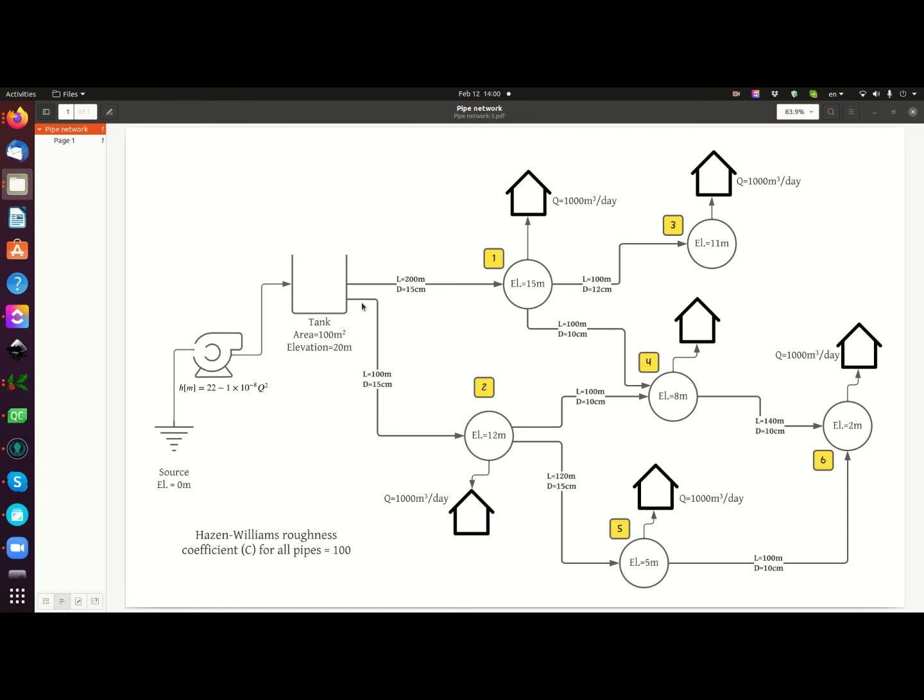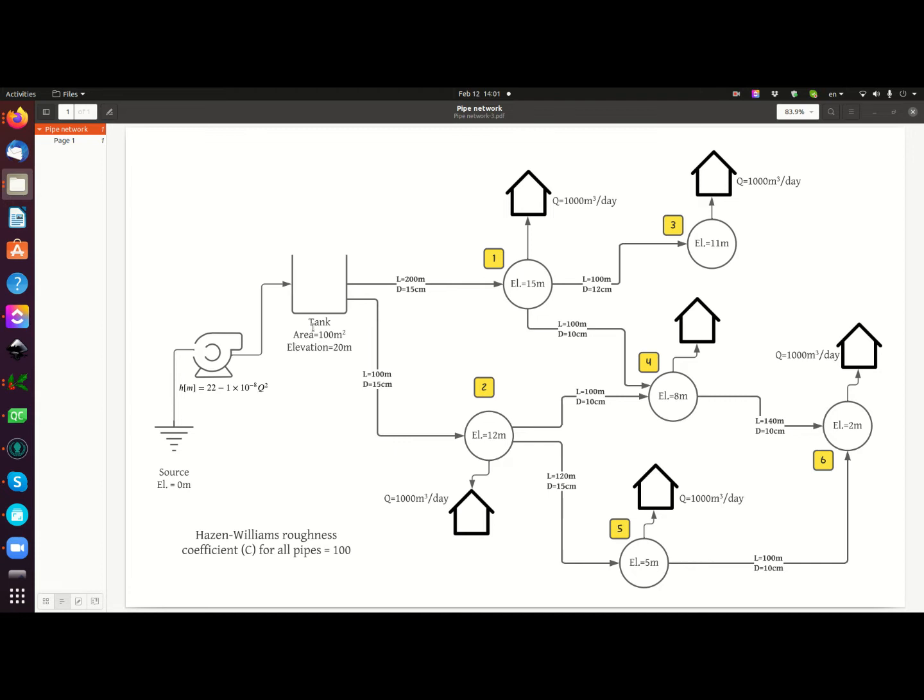Okay, hello everyone. In this video, I would like to show you how to create a model of a water distribution network using OpenHydroQual. The diagram that you see basically shows our water distribution network that we want to model. I'm going to go over the components first.